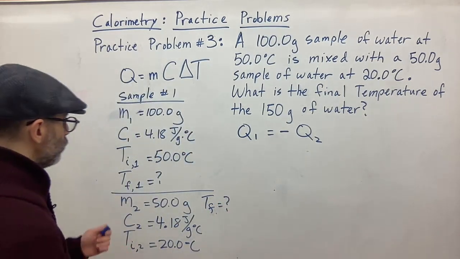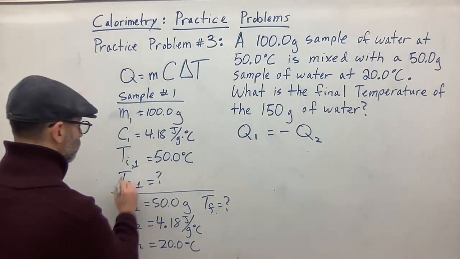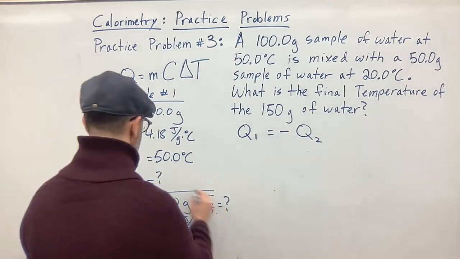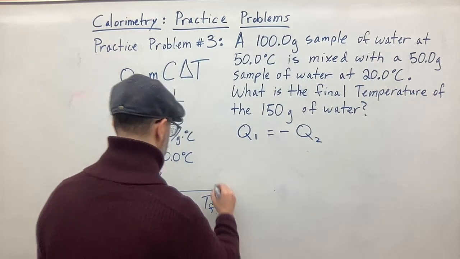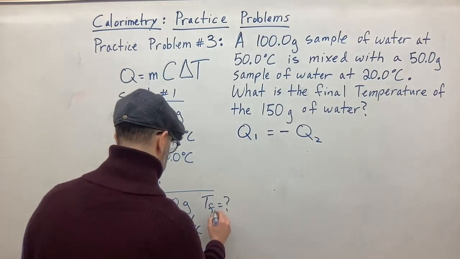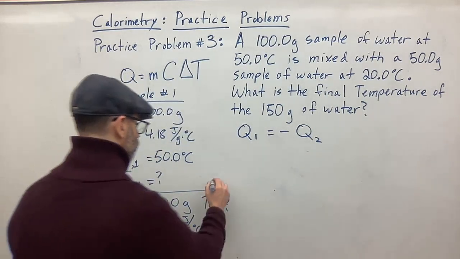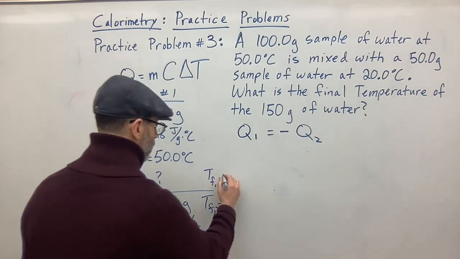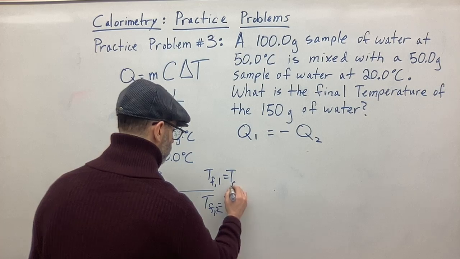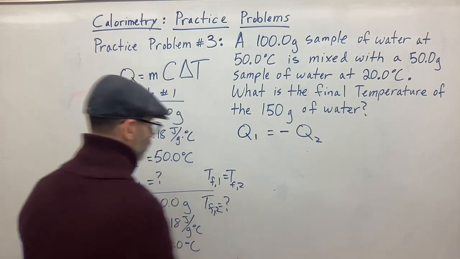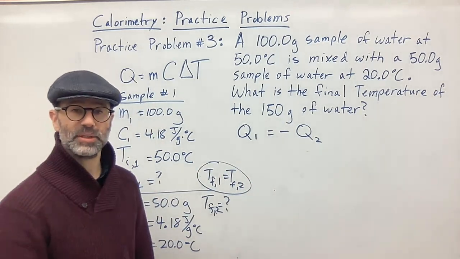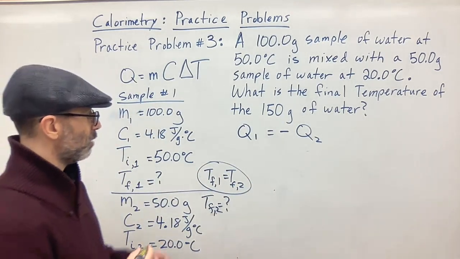Okay, but what we do know is that the final temperature of sample 1 and the final temperature of sample 2 are the same. So these two are equal. So temperature final for sample 1 is going to be equal to temperature final of number 2. So that's going to help us solve the problem.